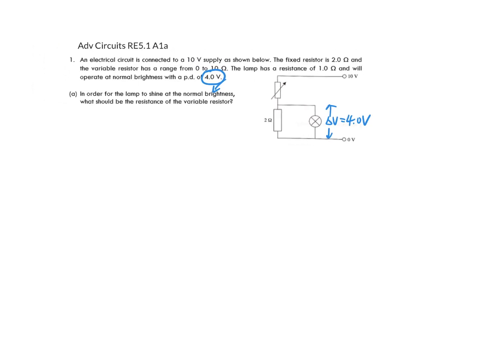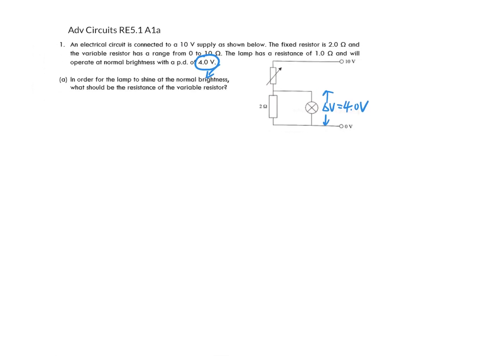Now, we can solve this using a few methods. Let's use the potential divider equation as the first method. Now, let's figure out the resistance of the parallel branch. The resistance of this parallel branch is made out of a resistor in parallel with a light bulb which has a resistance of 1 ohm. This should give us 0.667 ohm as the resistance of the parallel branch.